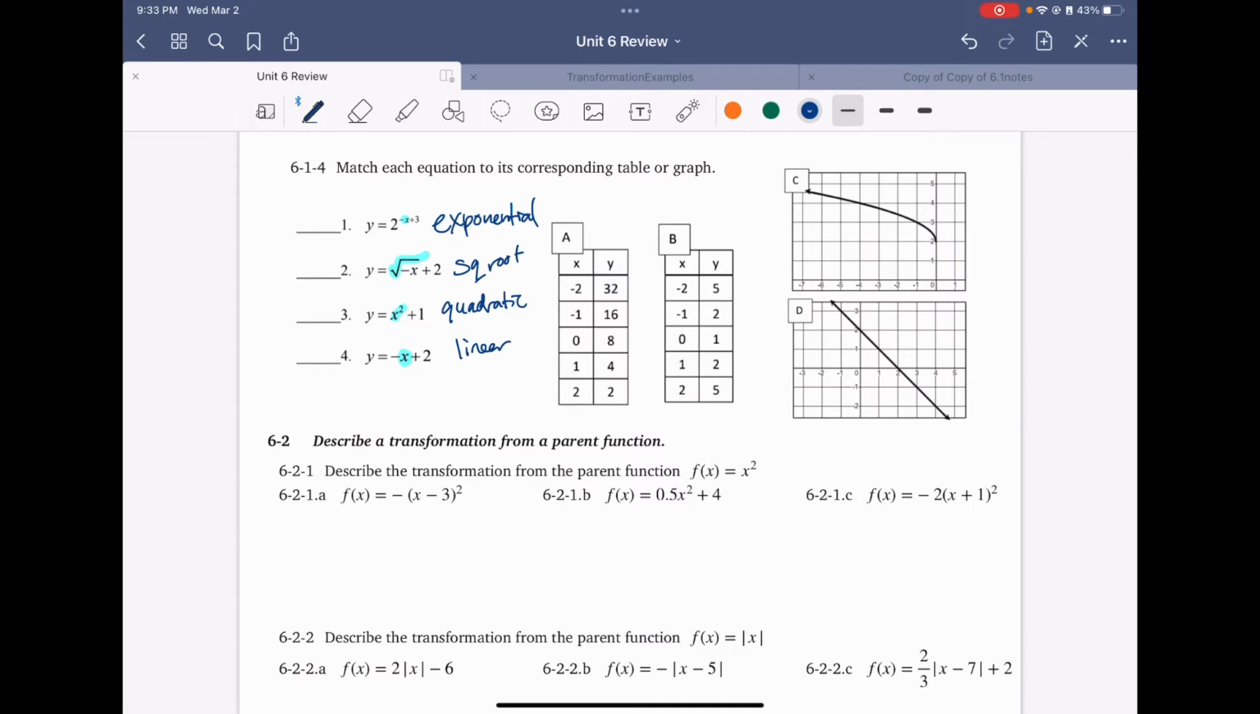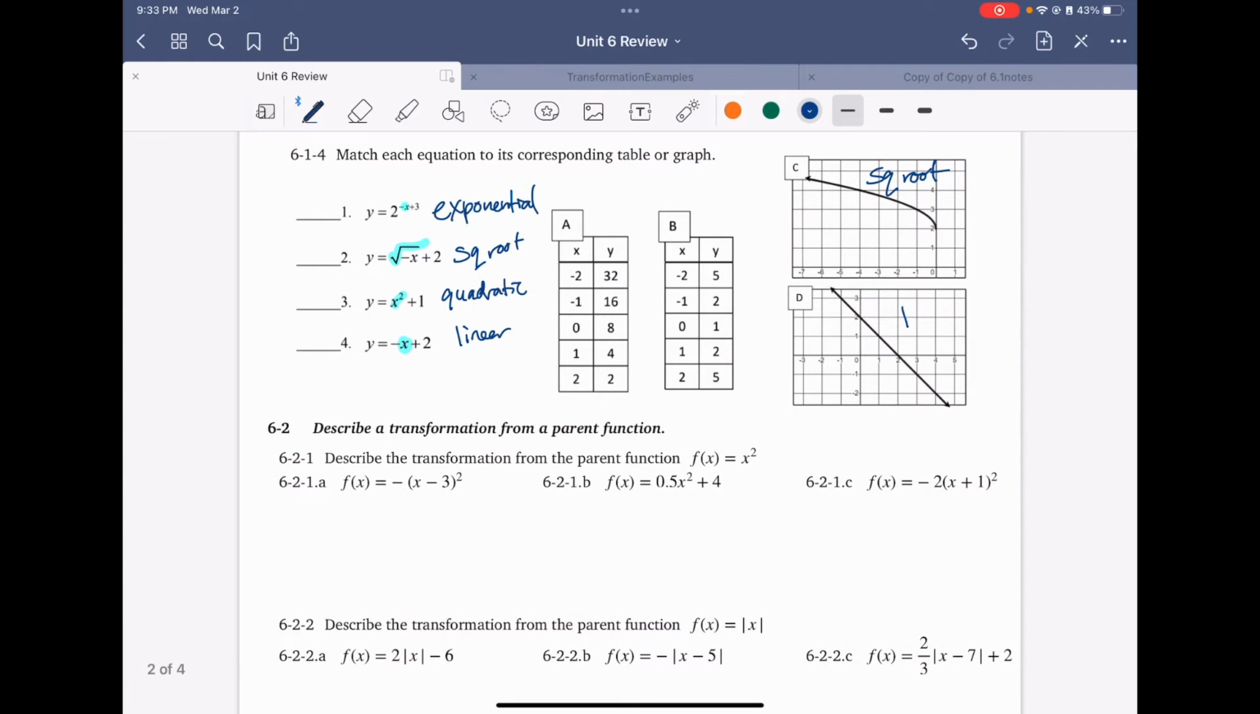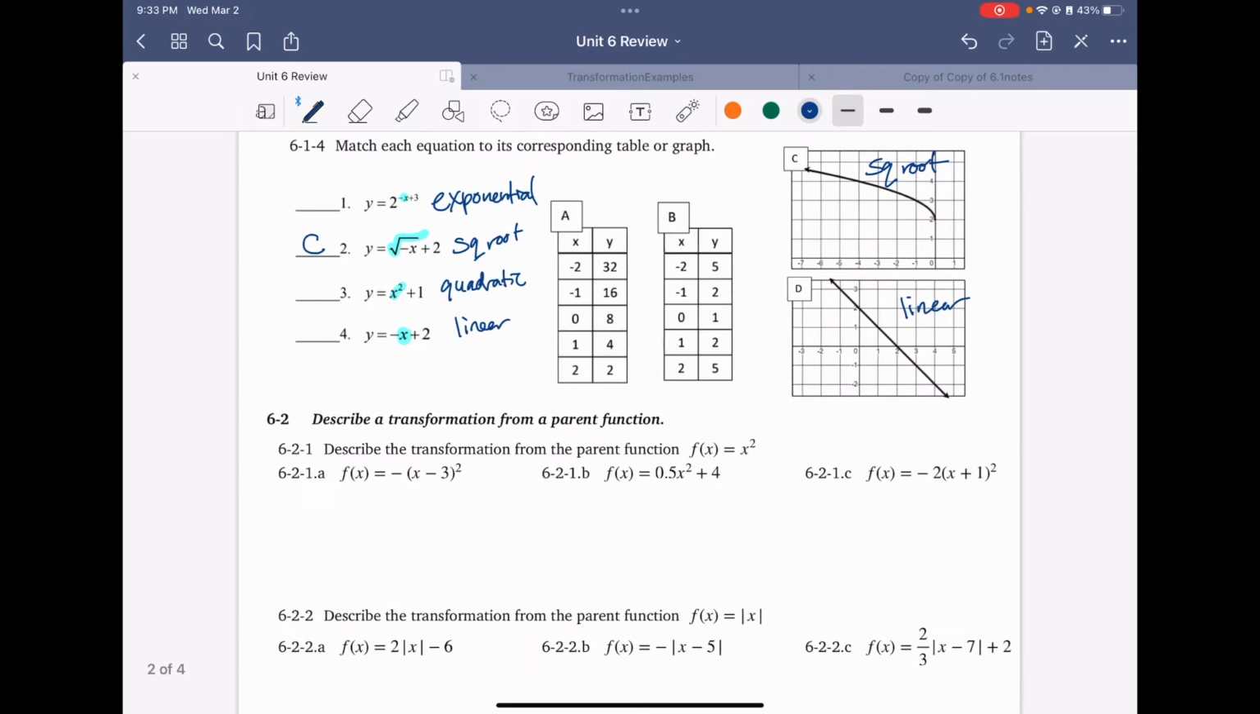All right, let's look at my graphs. So for my graphs, I have a curve, and it stops. It doesn't keep going, so it's square root. If it kept going, I would say it was exponential, but it stops, so it is square root. And then I also have a line, so line is linear. Okay, so square root is C, and my square root was 2. So 2 is C, and then linear was 4, so 4 is D.